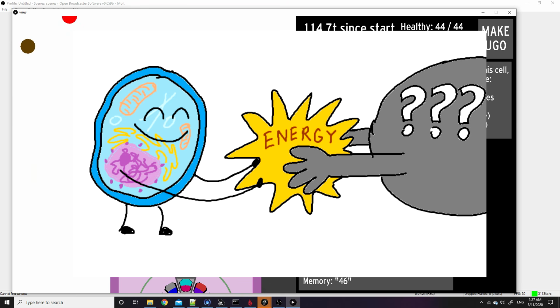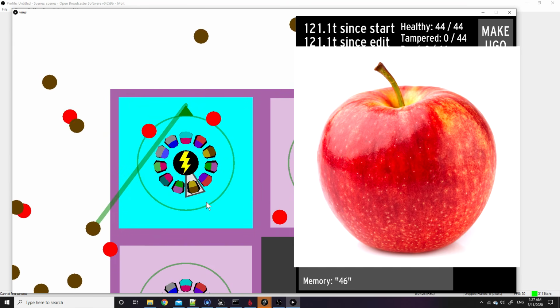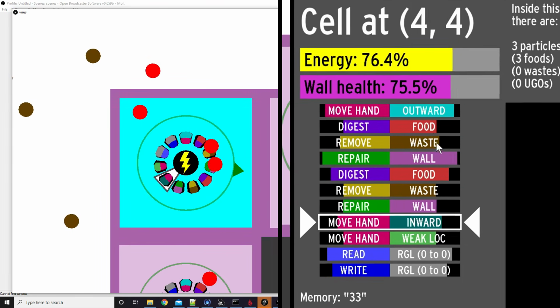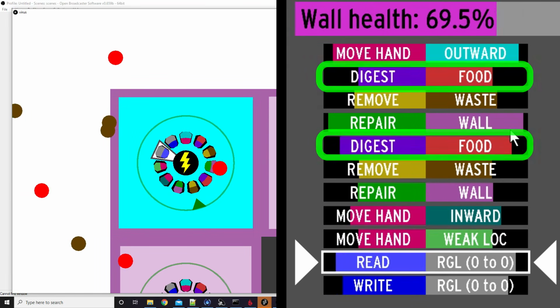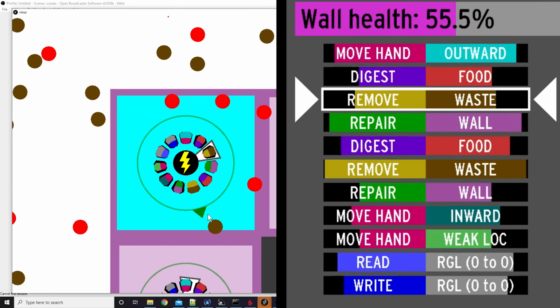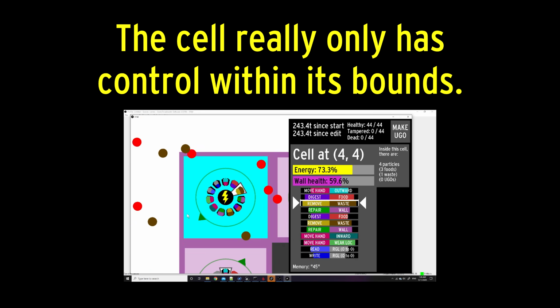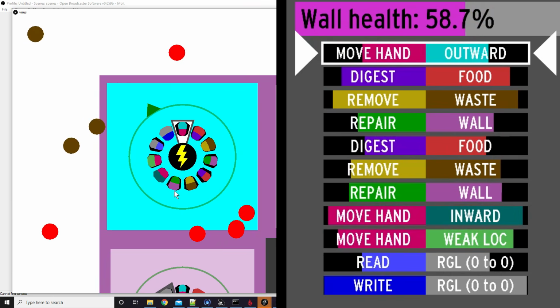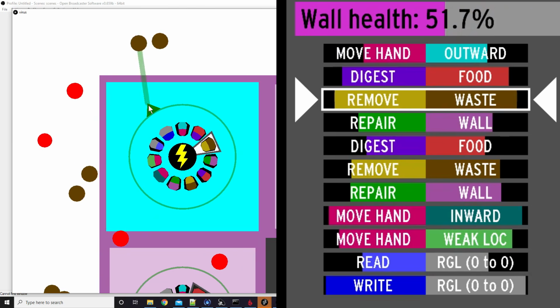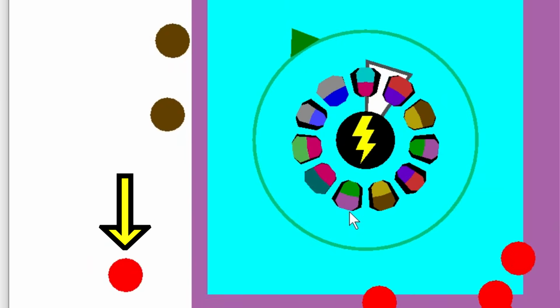But how do cells get their energy? Well, that's pretty self-explanatory too, because cells just need to digest food. When the interpreter hits a digest food codon, and there are 2 of them in the default genome, then the hand will see if there are any red particles within the cell's bounds. The cell really only has control within its bounds. And if there is a red food particle, then the hand will shoot a laser at the food particle like it did just there.